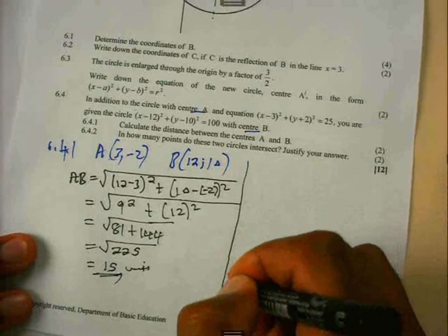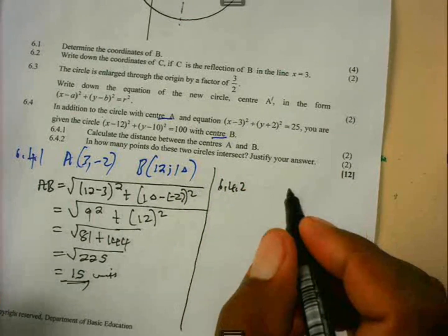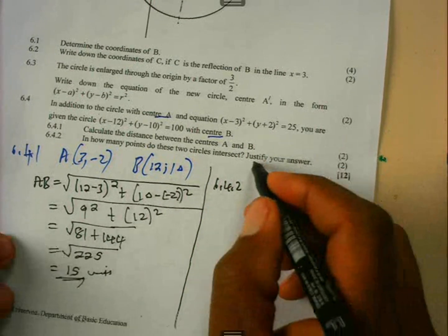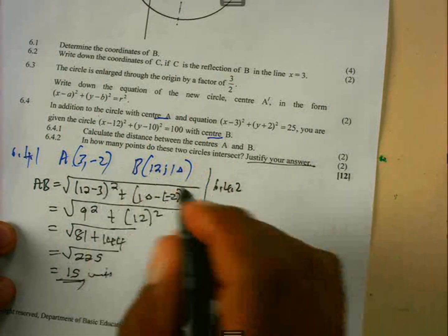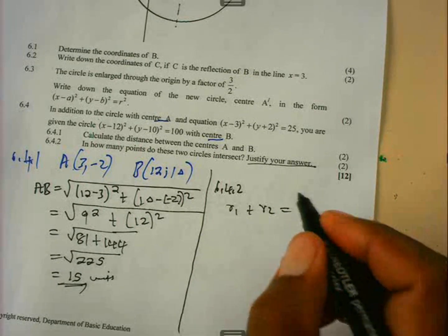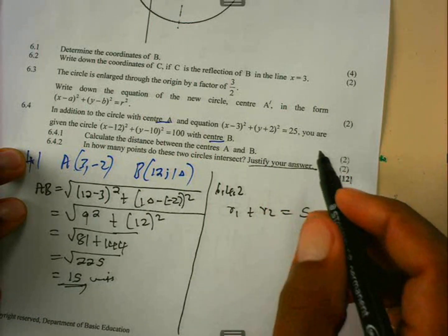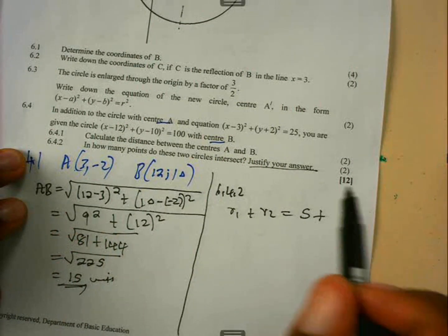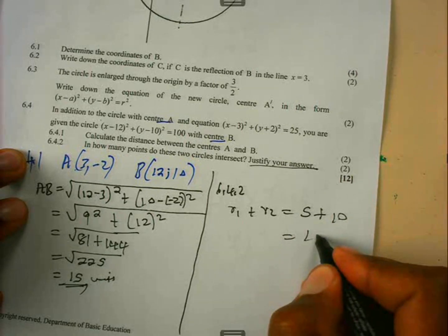Now let us look at 6.4.2. It says, in how many points do these two circles intersect? Now we need to justify our answers. Of course, you remember we need to take R1 plus R2, then to see what is the answer there. Right, R1, we agree that it will be 5, because the square root of 25 is 5, plus R2. R2 there, it's the square root of 100, which is 10. Now, when I add the two, 5 plus 10, then it's 15.